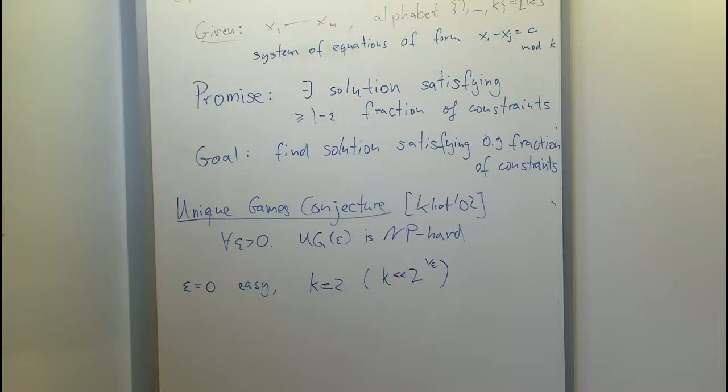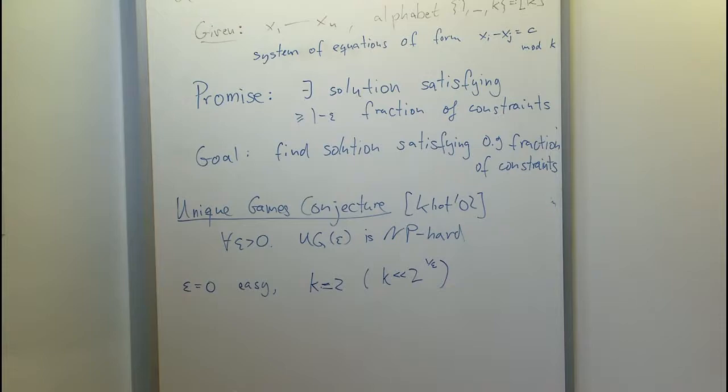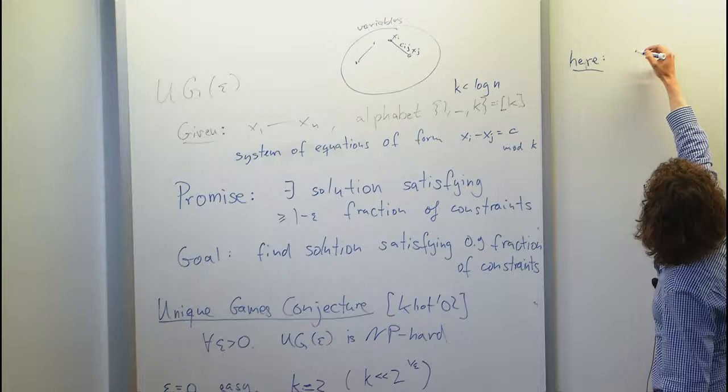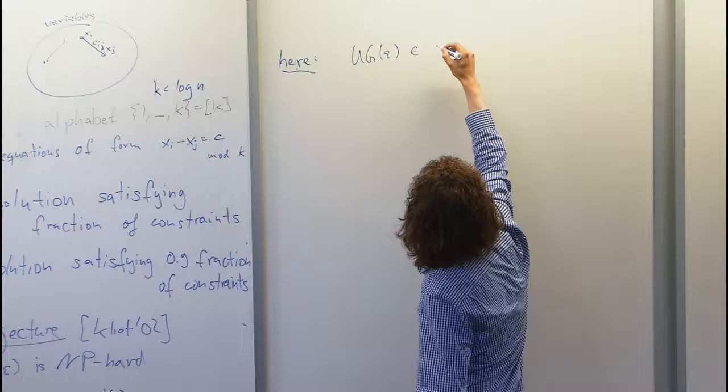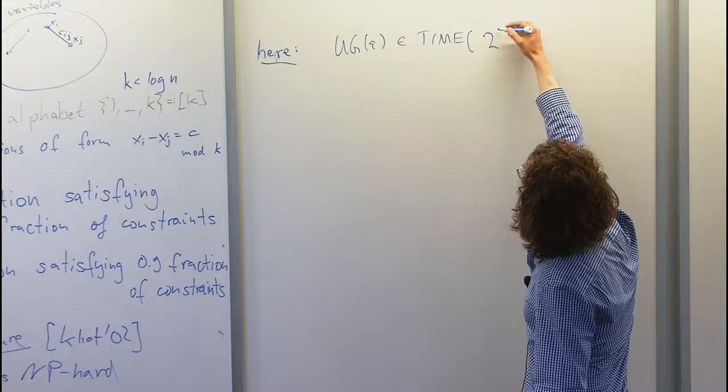But here k can be as large as log n. And if n is large enough, which is the kind of thing you're interested in for these complexity questions, then these algorithms will fail. What we'll discuss is an algorithm that solves this problem in time somewhat better than 2 to the n. 2 to the n, or k to the n, would be the trivial kind of algorithm. So it would solve the problem in time 2 to the n to the epsilon to the 1 third.